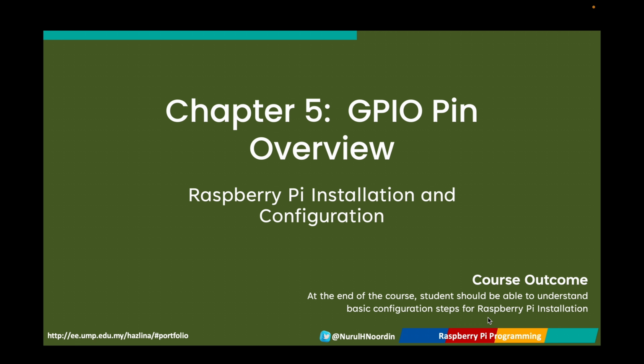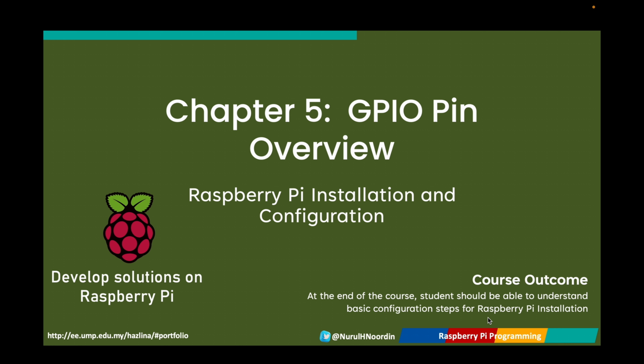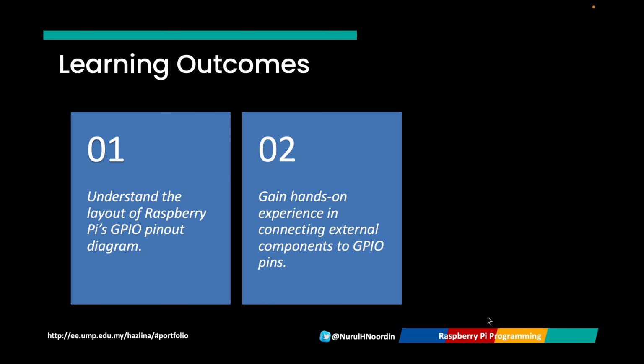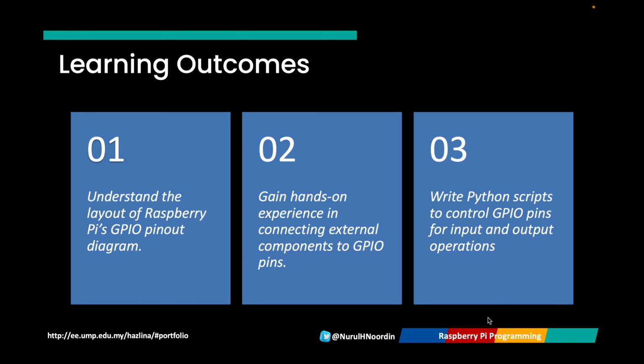In this session, we will explore how to use Raspberry Pi General Purpose Input-Output, or GPIO, pins to control external devices such as LEDs, buttons, and sensors. By the end of this lesson, you will be able to write Python programs to interact with the Raspberry Pi and the GPIO pins effectively. You will understand the layout of the Raspberry Pi GPIO pinout diagram, gain hands-on experience connecting external components to GPIO pins, and write Python scripts to control GPIO pins for input and output operations.